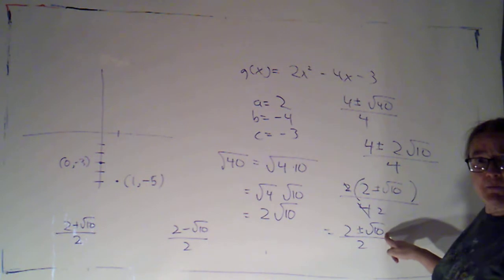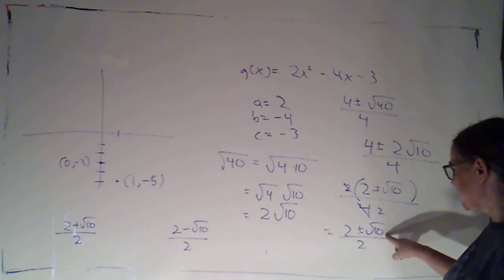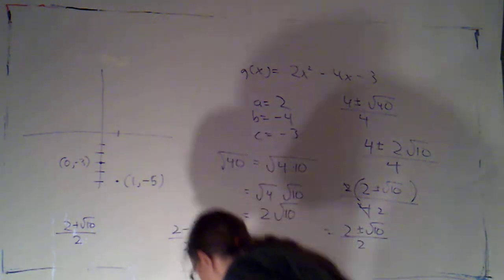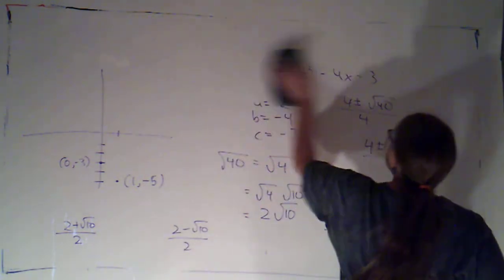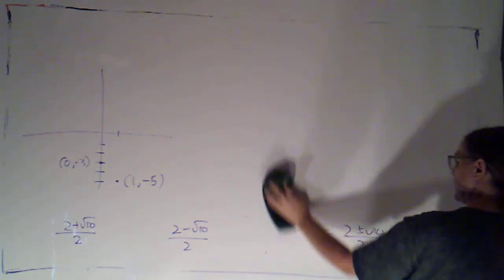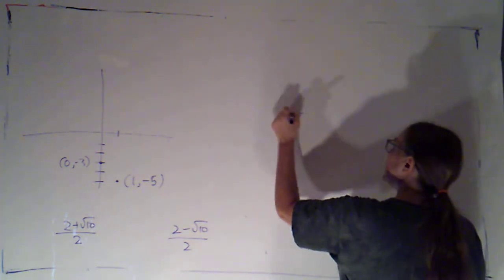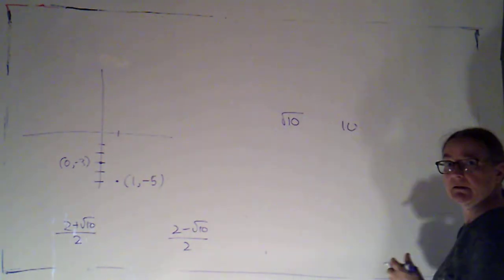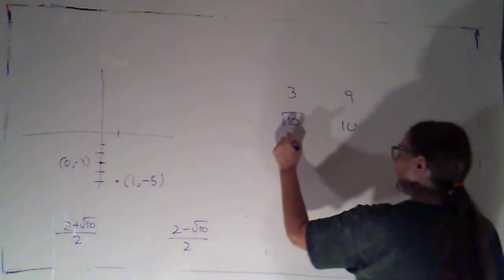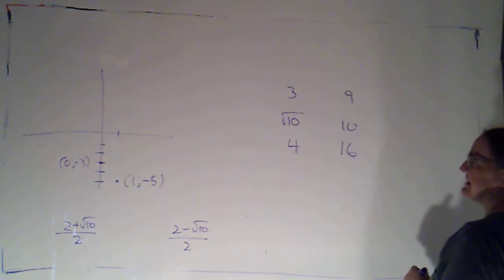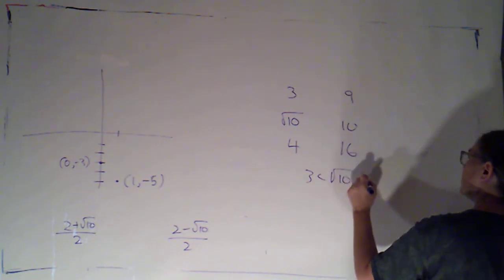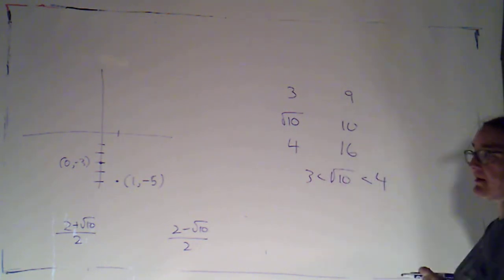So I need to know how big root 10 is. Well, if I look at root 10, when I square it, I would get 10. It's a little bit bigger than if I square 3, because that would give me 9. And the next integer 4 would square to give me 16. So I know that root 10 is in between 3 and 4.